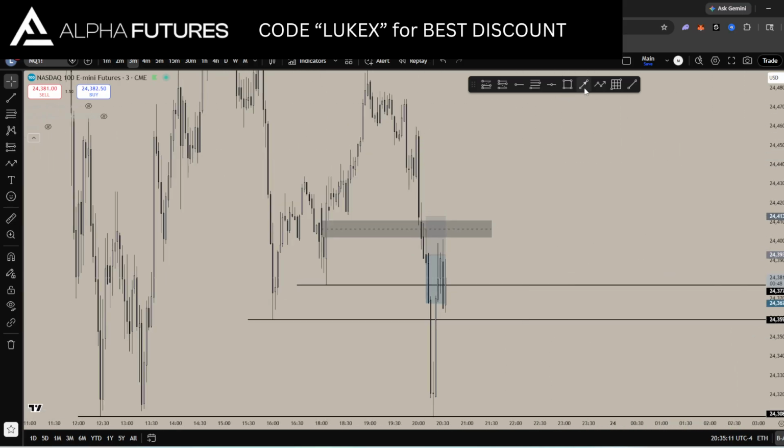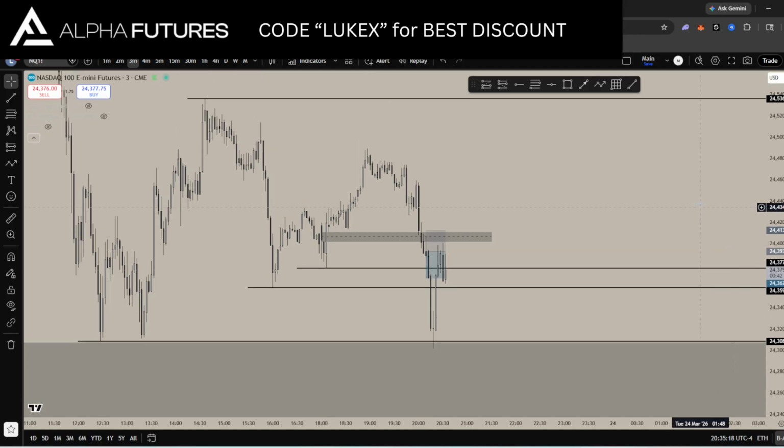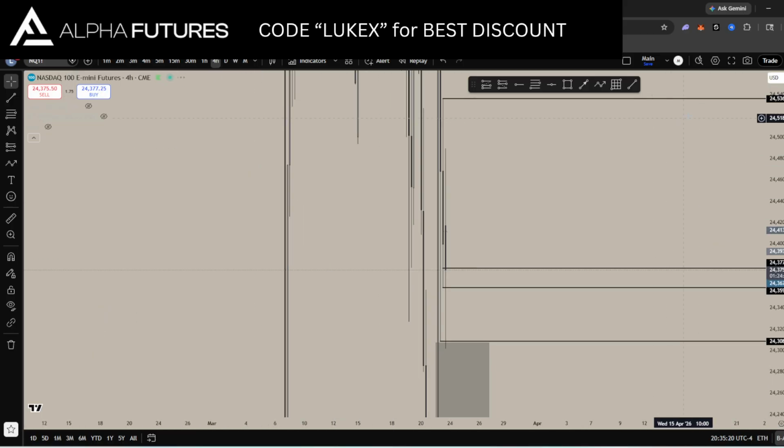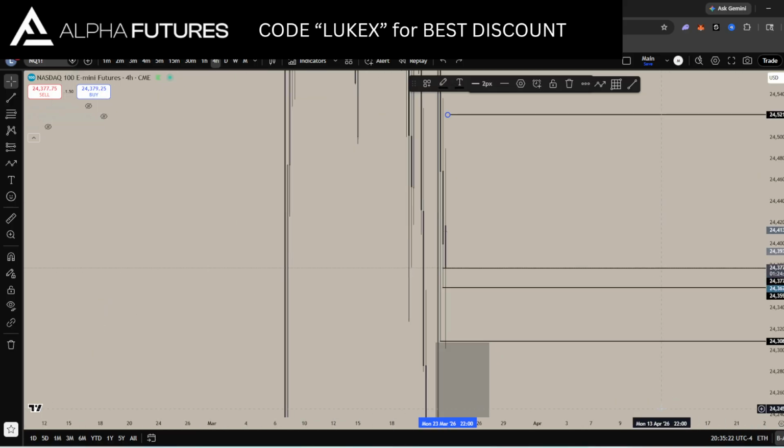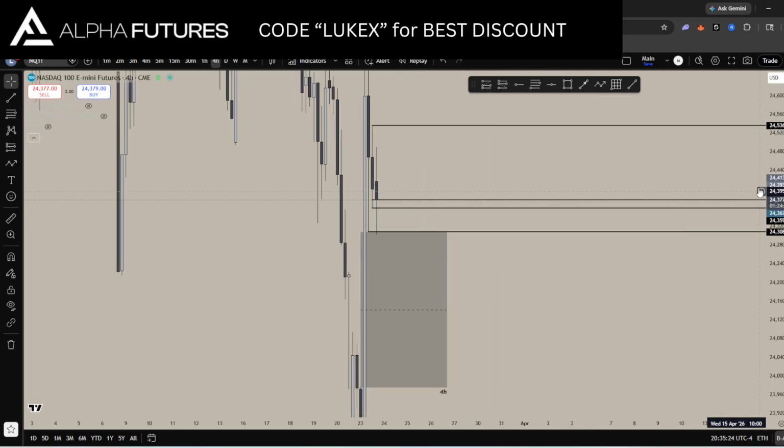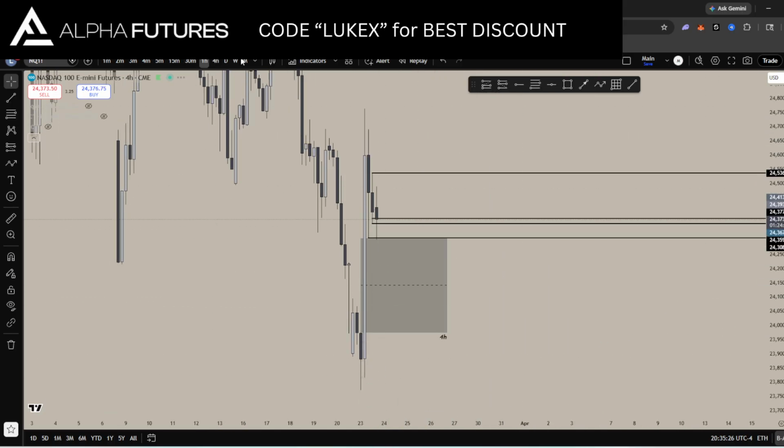So again, I'm just trading continuations, waiting for price to displace, retrace, displace, target the draw on liquidity. Again, my bias is bearish. Why? We have a 4-hour unfilled gap below. I'm waiting for price to come down and retrace into it.